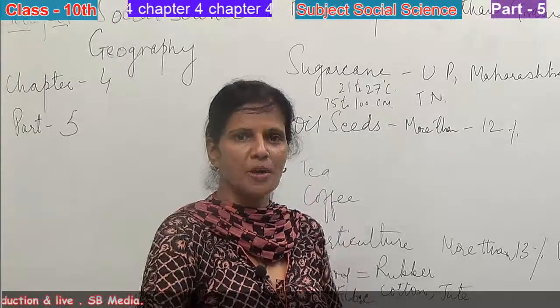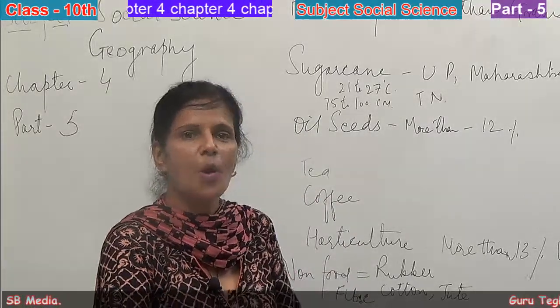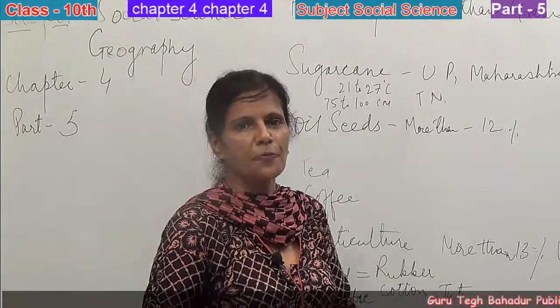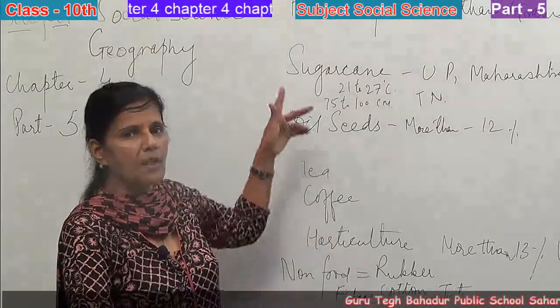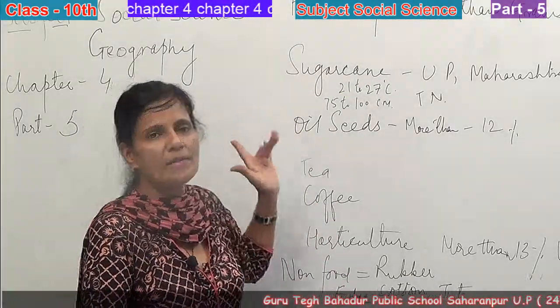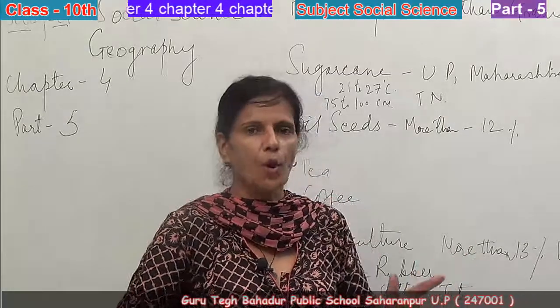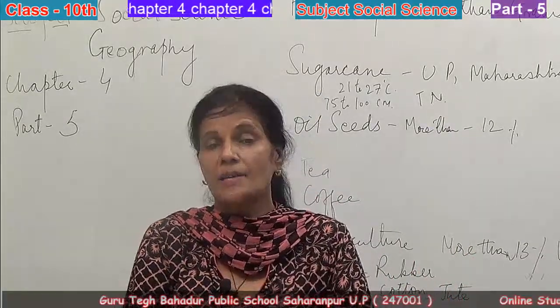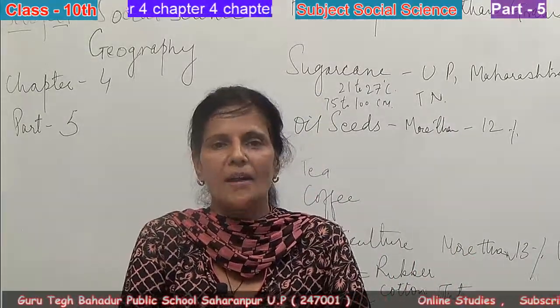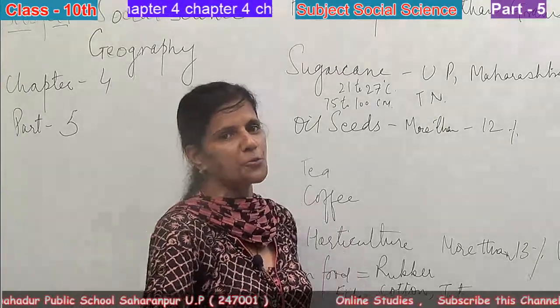So they are sugarcane and oil seeds. First of all, we are going to discuss these two, sugarcane and oil seeds, a major part of our food. Although they don't contain grains, they are an important part of our food.